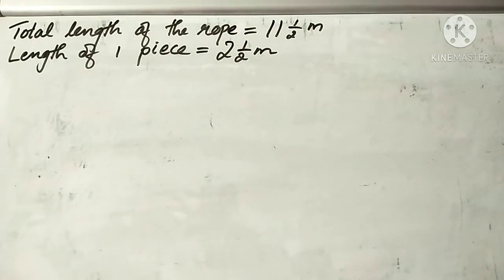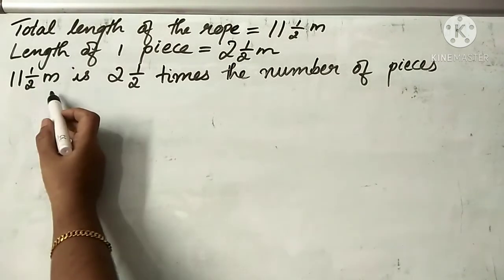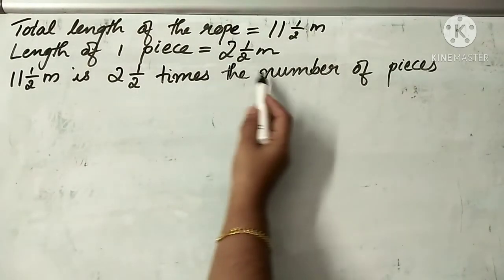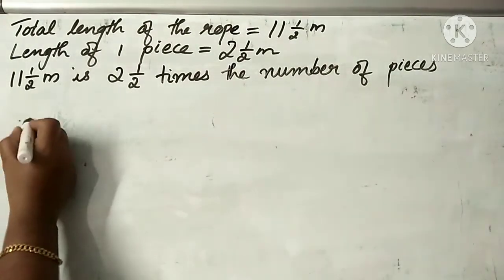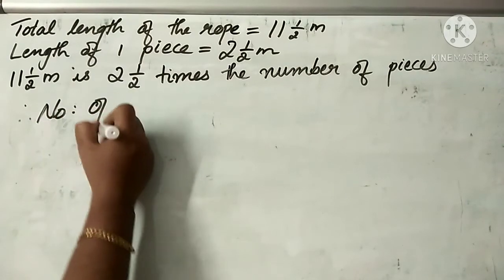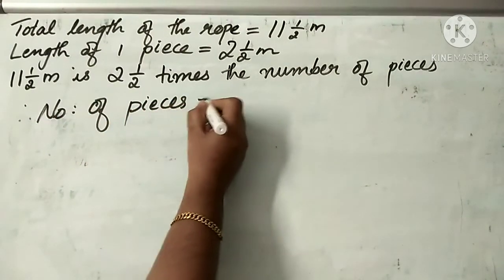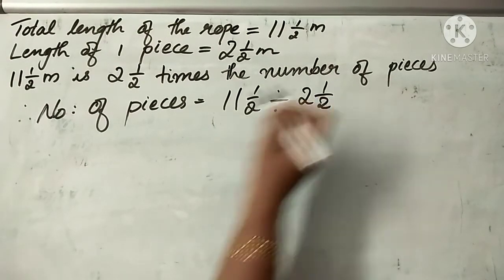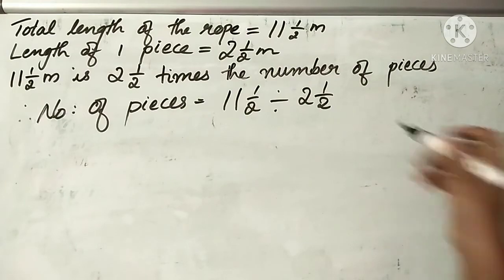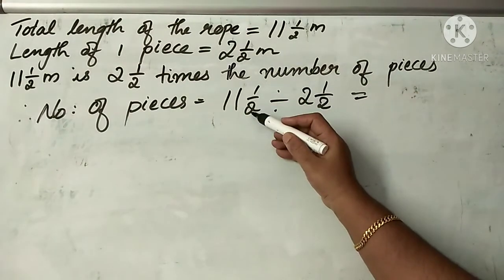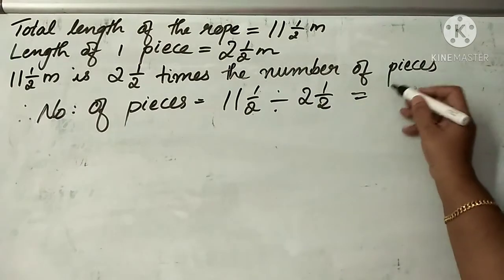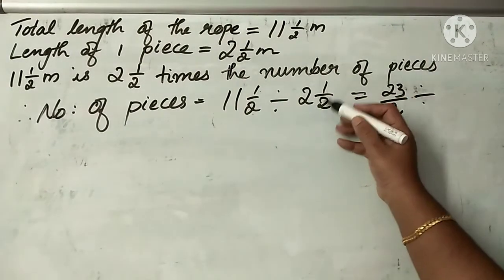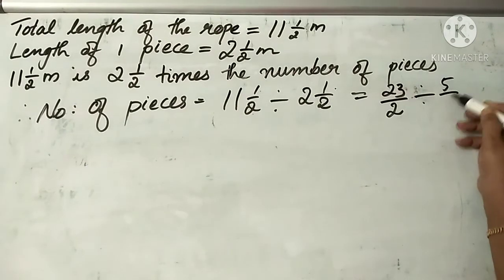So we can write this as 11 1 by 2 meter is 2 1 by 2 times the number of pieces. Therefore, number of pieces is equal to 11 1 by 2 divided by 2 1 by 2. We write 11 1 by 2 as 11 2s are 22 plus 1, 23 by 2, divided by 2 2s are 4, 4 plus 1, 5, so 5 by 2.